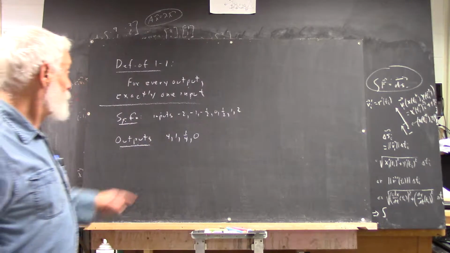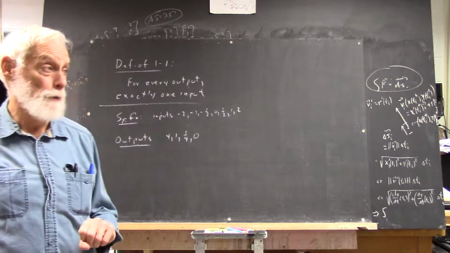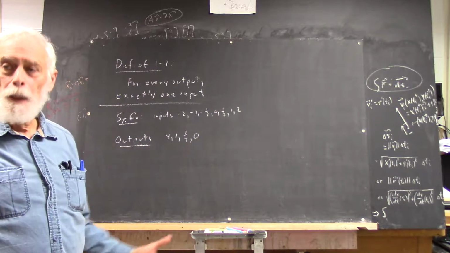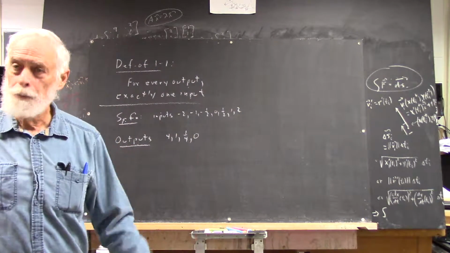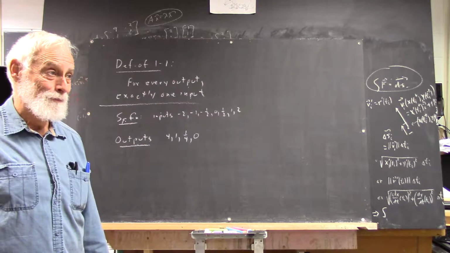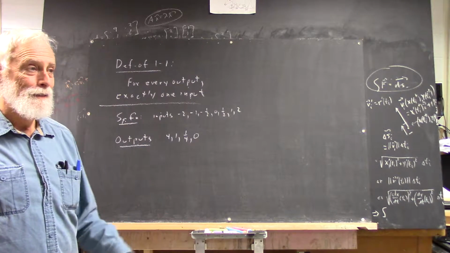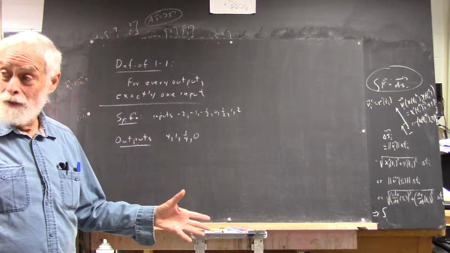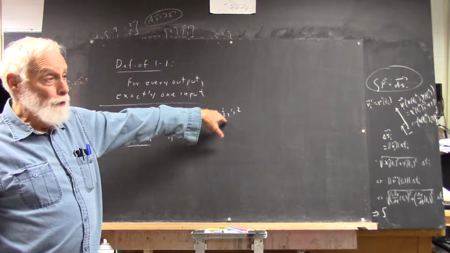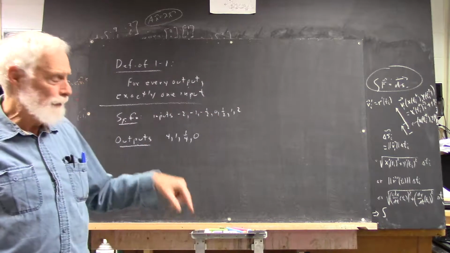What's 1-to-1 mean? For every output, there's exactly one input, right? Now, if for every output there was exactly one input, and there are 4 outputs, then how many inputs would there have to be? Same amount. Yeah, it has to be 4, right? And there's more than 4, so you know that some of these inputs have more than one output.